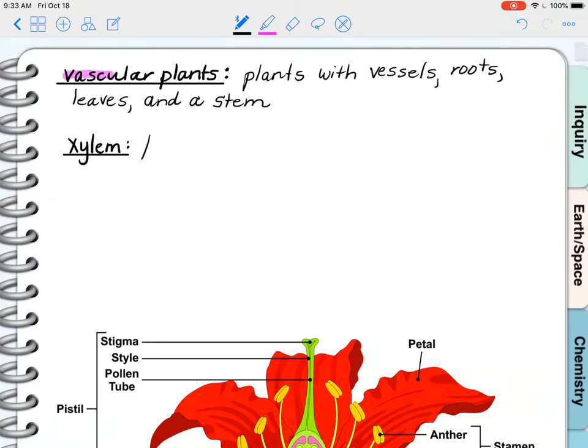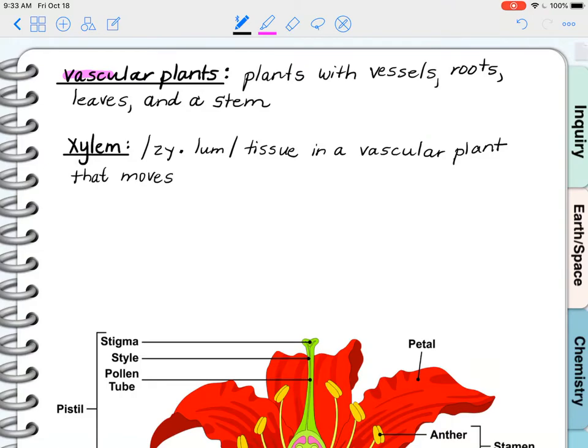This next word is xylem. Xylem. Xylem is tissue in a vascular plant that moves water and minerals. Sorry, I don't need a comma. Water and minerals from roots to other parts of the plant.